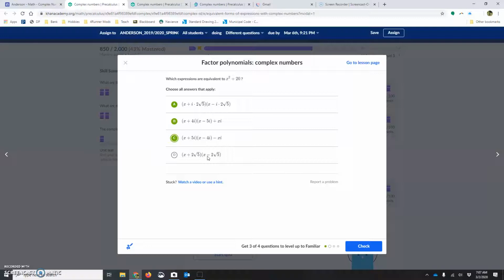And this is not correct, because our sign is going to stay negative. This is the difference of two squares, but on the back side, we're going to have a negative 20, not a positive 20. So D is not an answer.